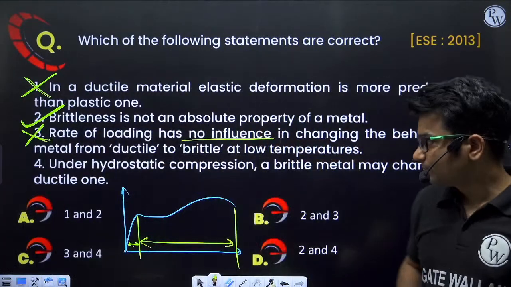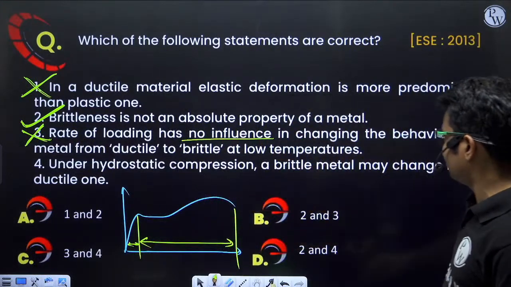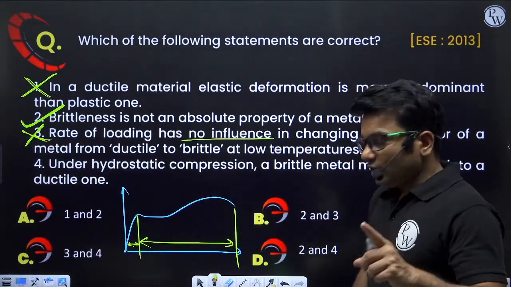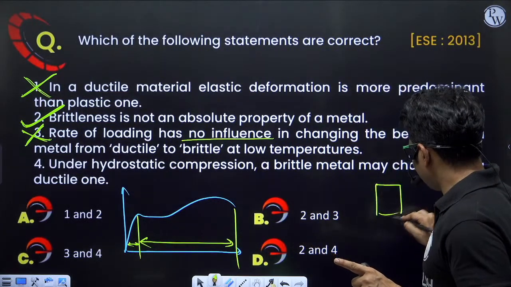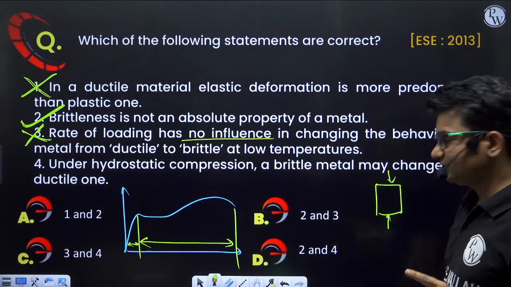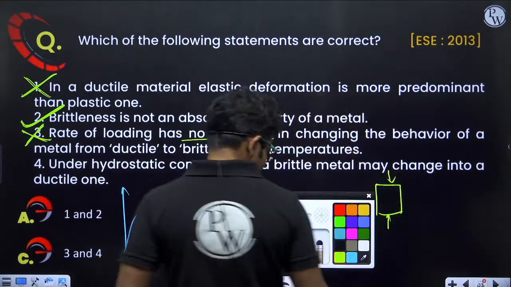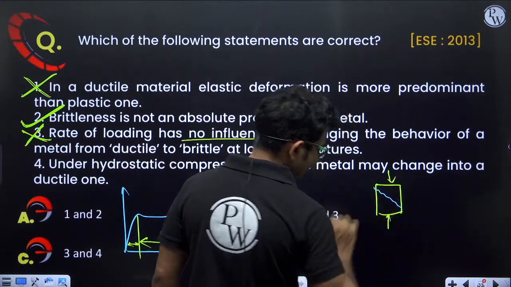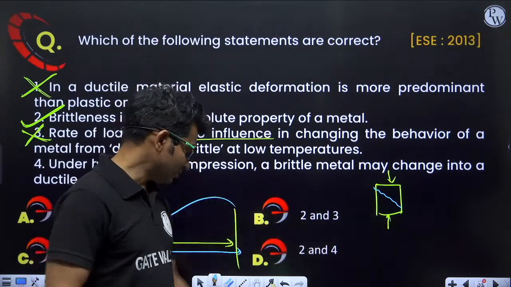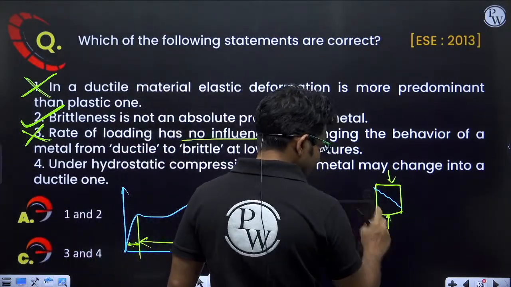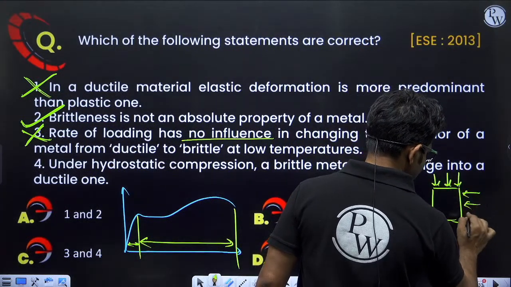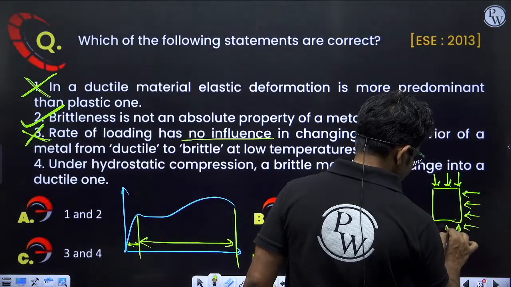Next, fourth statement, under hydrostatic compression, a brittle metal may change into a ductile one. Okay, now if I take a brittle material and not apply hydrostatic loading, I am applying axial loading like this. So it will fail in shear like this. So this brittle material will fail in shear if it is not hydrostatic loading. But if on the same material I apply hydrostatic loading, what will happen? Loading is provided on all the sides and same value of loading.